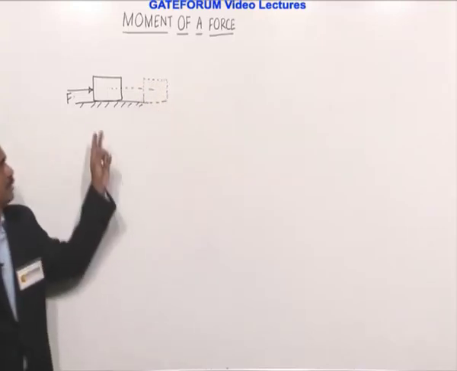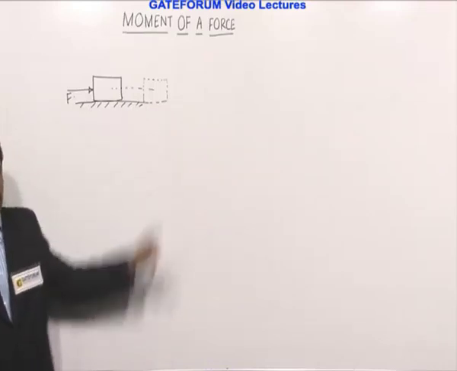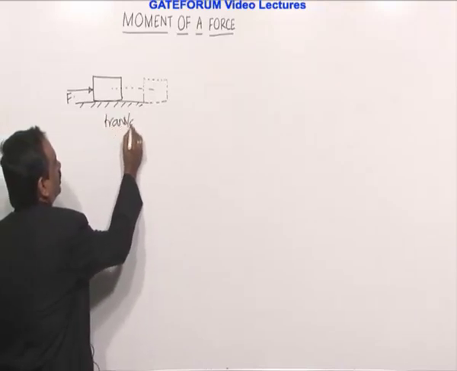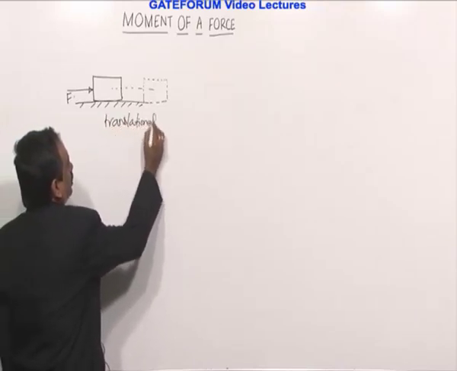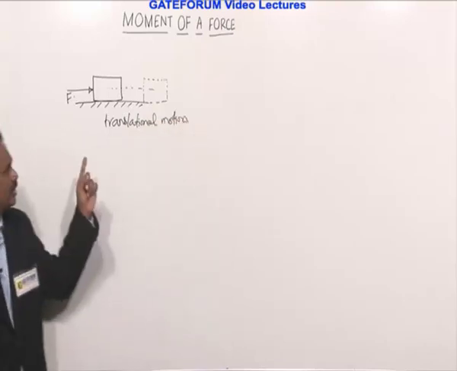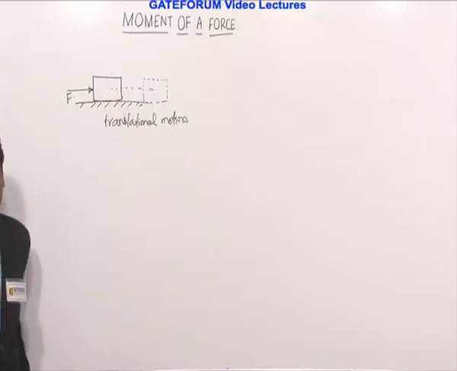Alright? That means the block is displacing, the force is displacing the block, and this kind of motion we call it the translational motion. So the force is translating the body from this position to another position.